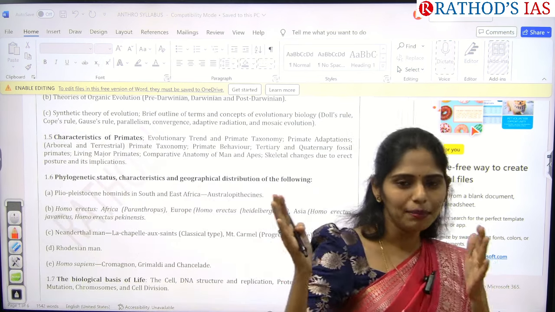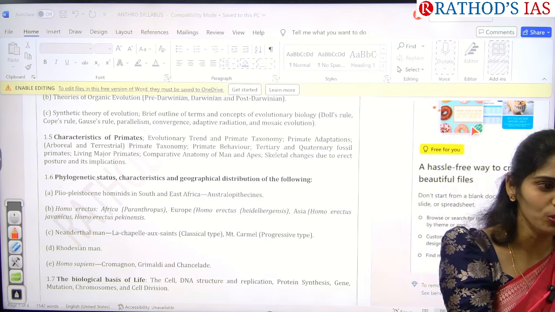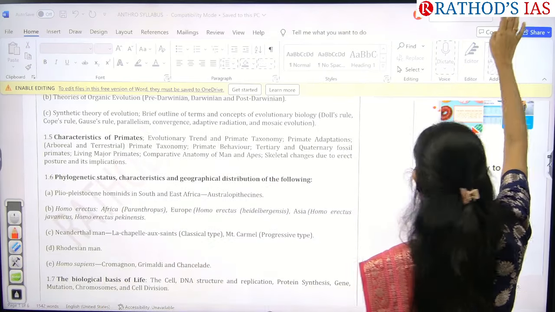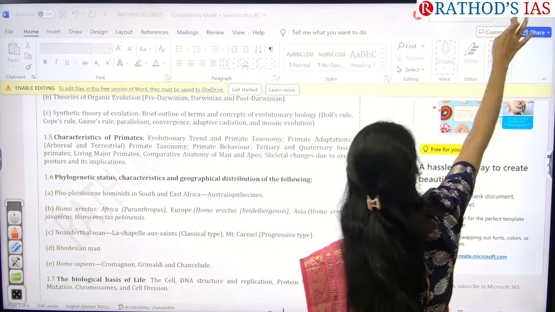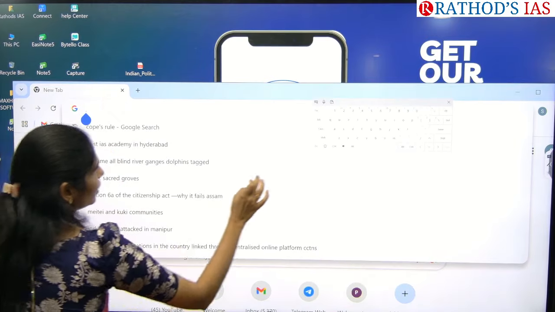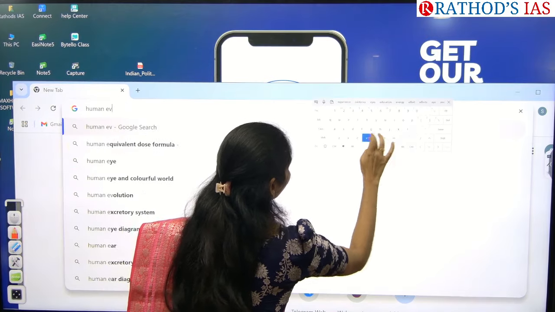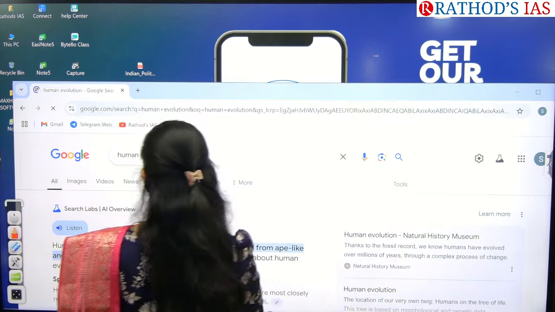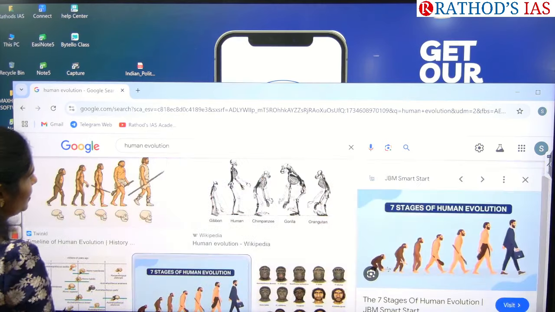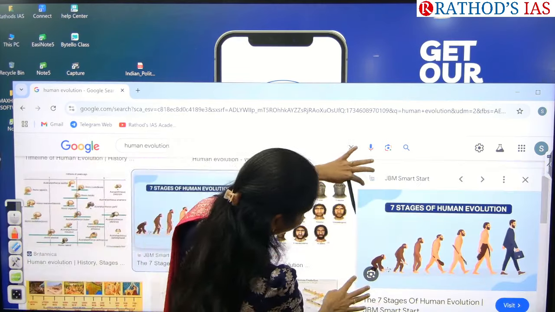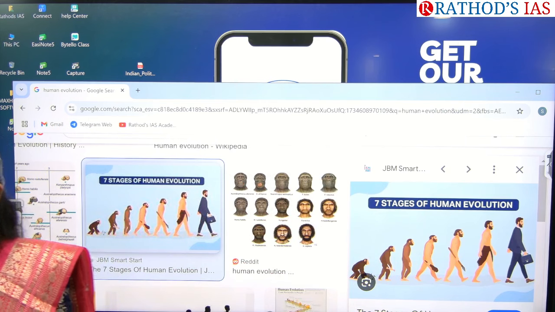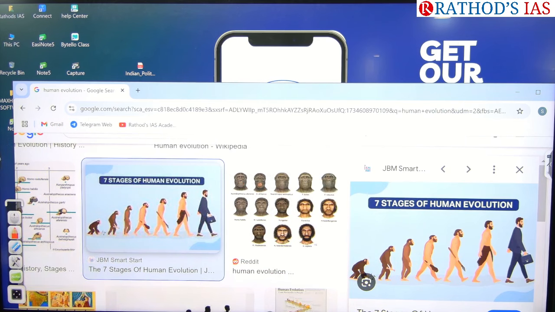So if a monkey has to transform into human, what are the changes that happen? I will show you an image. Based on that, you can see. Okay, so see here, this image. Can you see monkey to human? What are the changes? What a huge dramatic change. There are 7 stages.